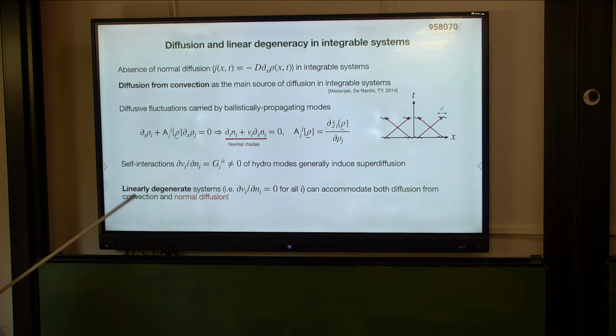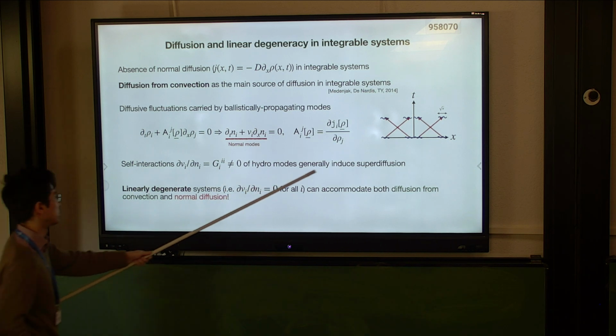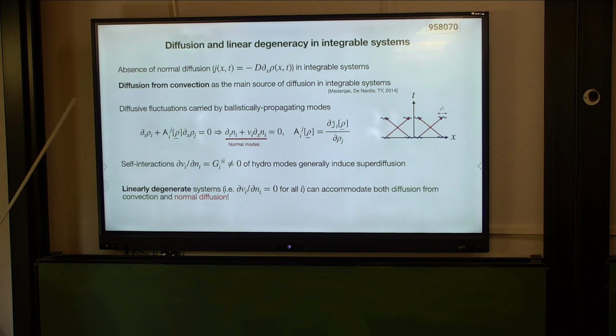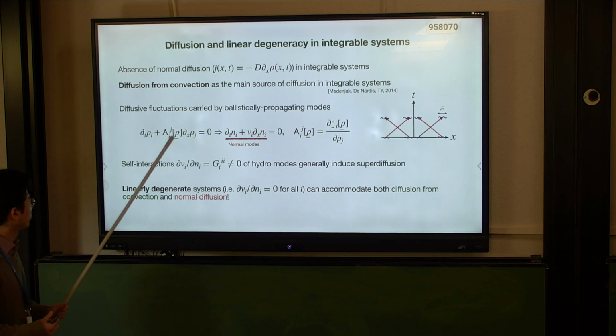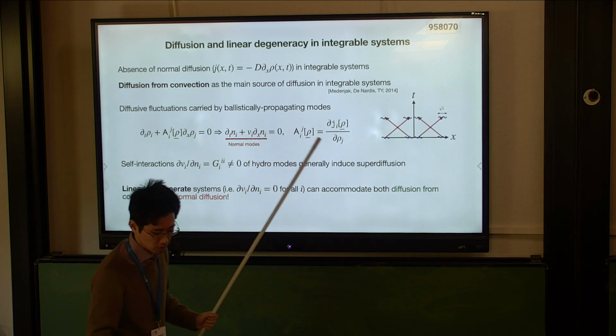This gives the definition of the so-called linearly degenerate systems. For linearly degenerate systems, you have no self-interactions, meaning that this condition is true for every i. In that case, you avoid having superdiffusion, and as a result, the systems can have both diffusion from convection and also normal diffusion. So linearly degenerate systems are slightly more general than integrable systems, in the sense that you can also have this normal diffusion. But at the level of Euler hydrodynamics, they're pretty similar. I'm interested in the hydrodynamics of linearly degenerate systems, where the definition is this, and in particular I want to characterize the fluctuations of such systems.